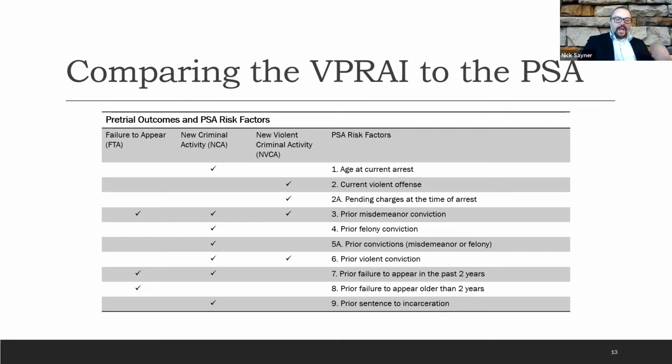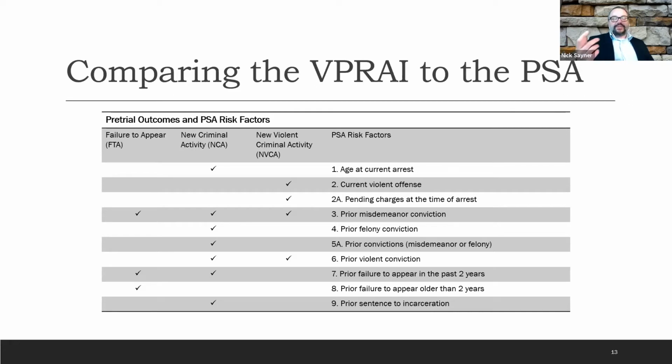Okay. Thank you. Pending charges at time of arrest is another factor. Again, pretty simple. Prior misdemeanor convictions versus prior felony convictions. So you can see that we're not just looking at convictions in general, we're actually splitting out misdemeanor convictions versus felony convictions. Misdemeanor convictions are included and help calculate all three scores, whereas prior felony conviction is only considered in new criminal activity.